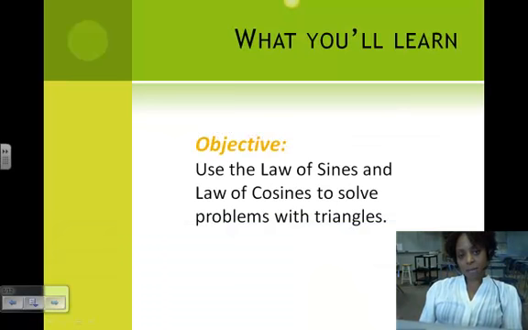In this lesson we're going to use the Law of Sines and the Law of Cosines to solve problems with triangles. It's going to be a little bit different than what we've been doing with sines and cosines and tangents up until this point. You'll see in a second.